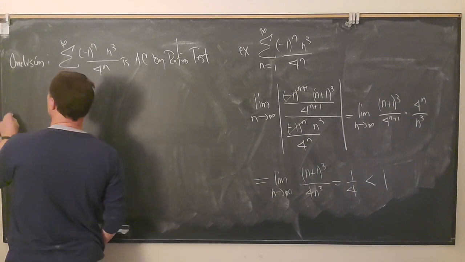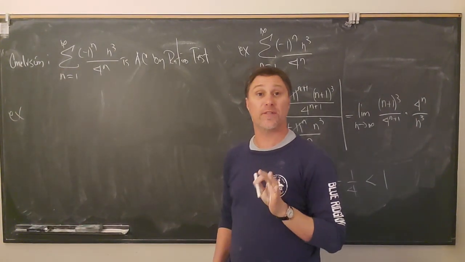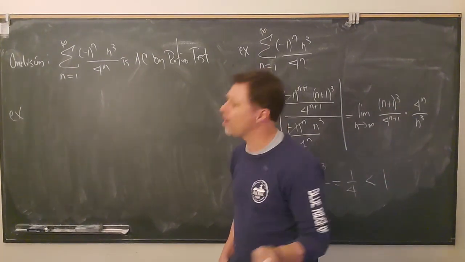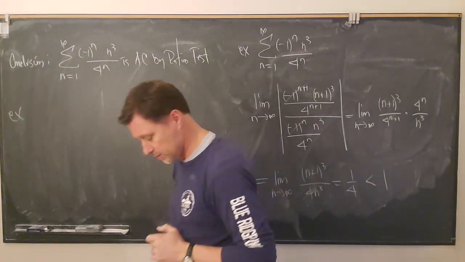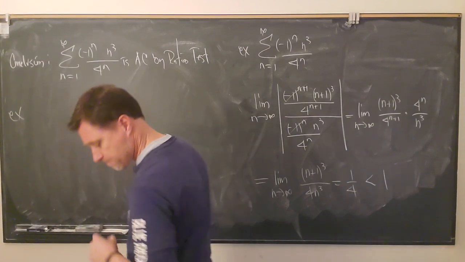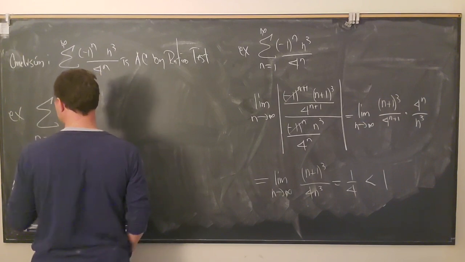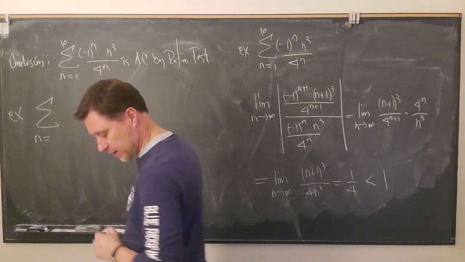One place where the ratio test is almost always the thing you use: if you see factorials, you're almost always going to use the ratio test. So let's look at this one. We've actually seen this one before. We used the comparison test to show it converges. The ratio test is actually a little more fun.